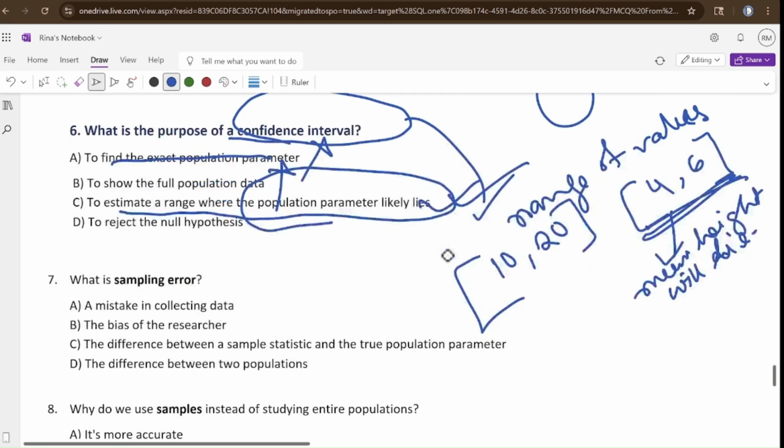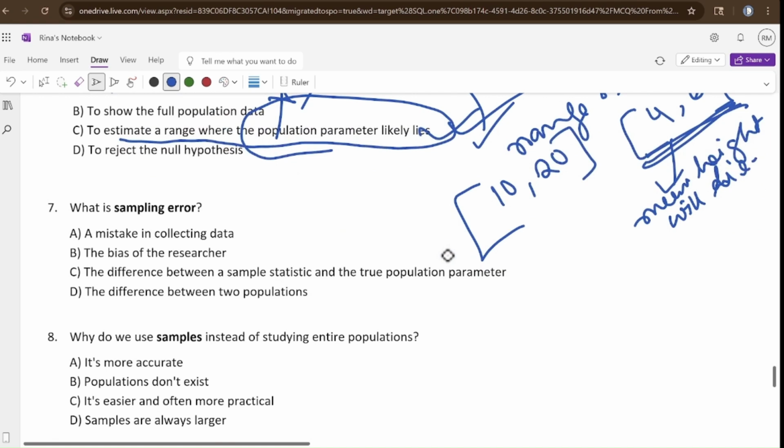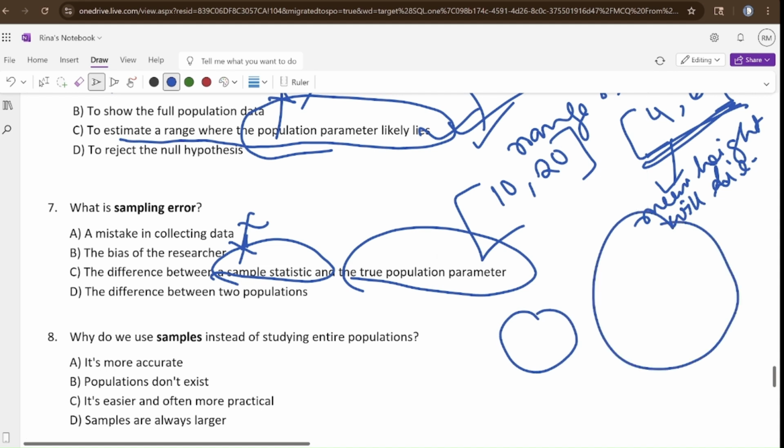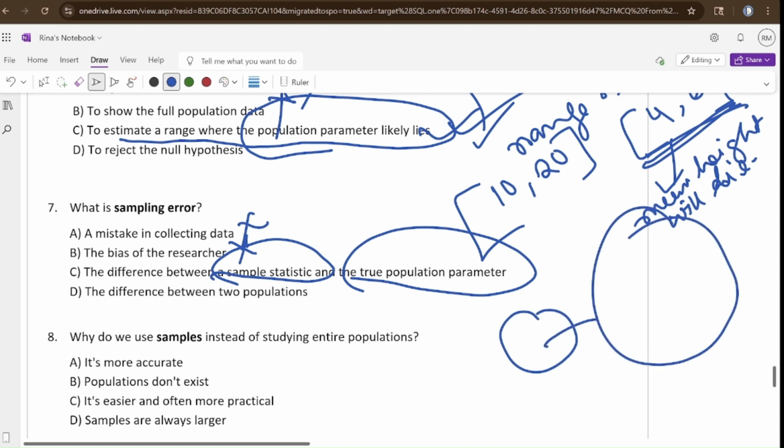Now next question. What is sampling error? Sampling error means a mistake in collecting data? No. The bias of the researcher? No. The difference between a sample statistic and a true population parameter. See, from the sample you are trying to guess the population parameter. So it will not be exactly correct. There will be mistake always. So that difference is called sampling error because that happened due to sampling.